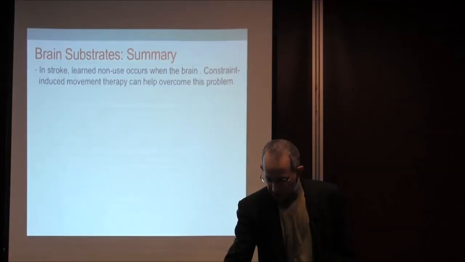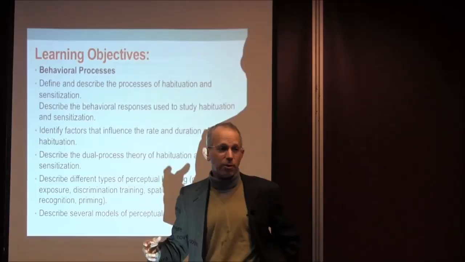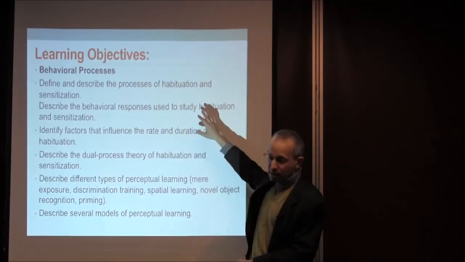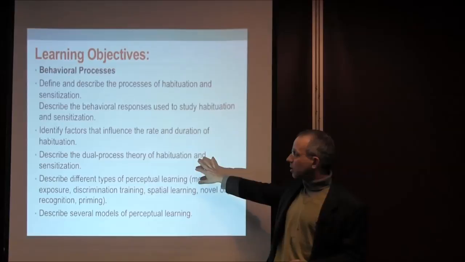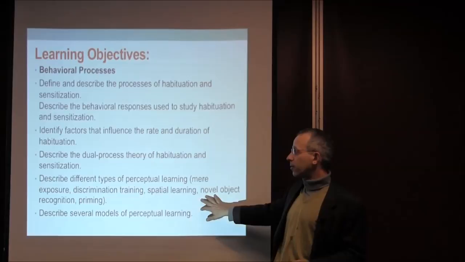Okay. So let me just briefly review the objectives that you should be able to come away with from today's lecture and from reading the textbook. You should be able to define and describe the processes of habituation and sensitization, describe the behavioral responses used to describe both, and the factors that influence the rate and duration of habituation. You should understand something about some of these theories, which I didn't cover here, but are in the textbook. Describe the different types of perceptual learning and several of the methods that have been used to study it.